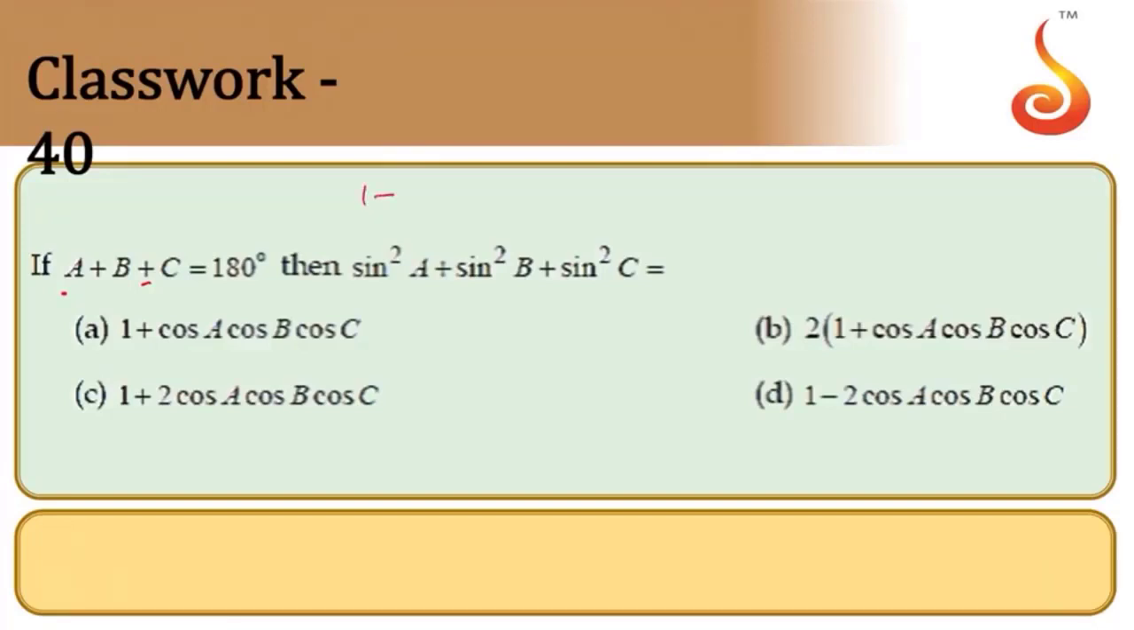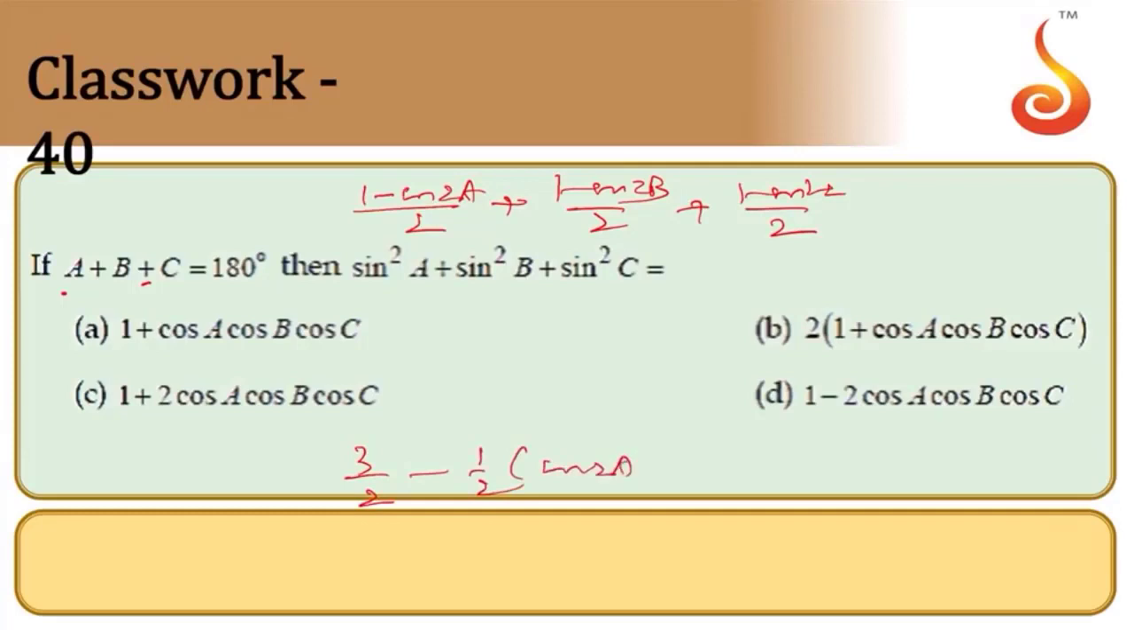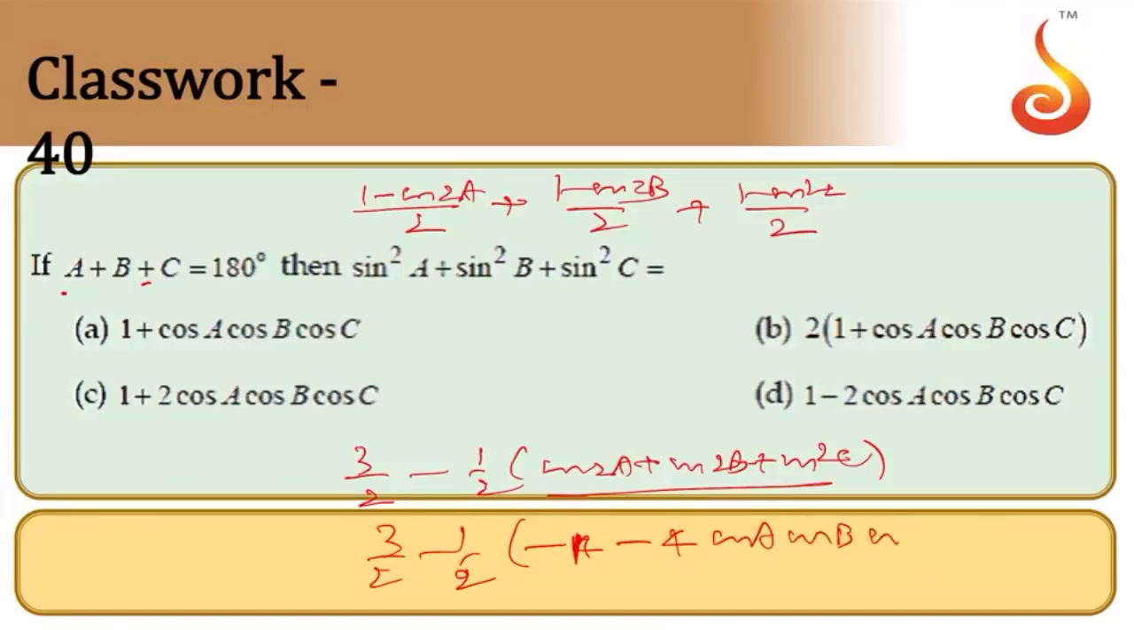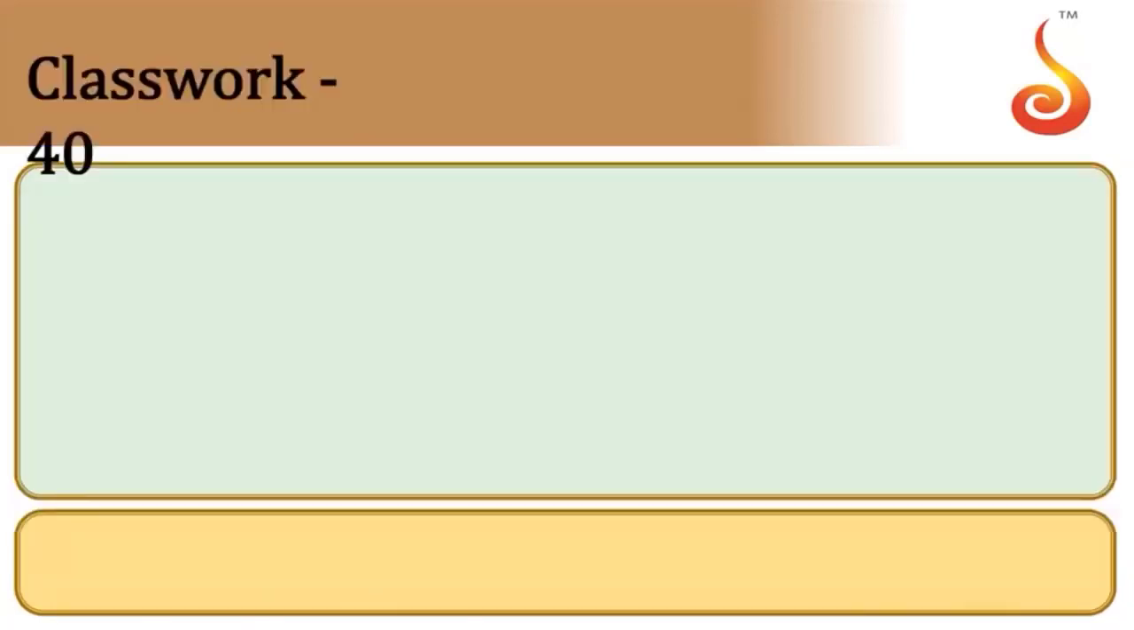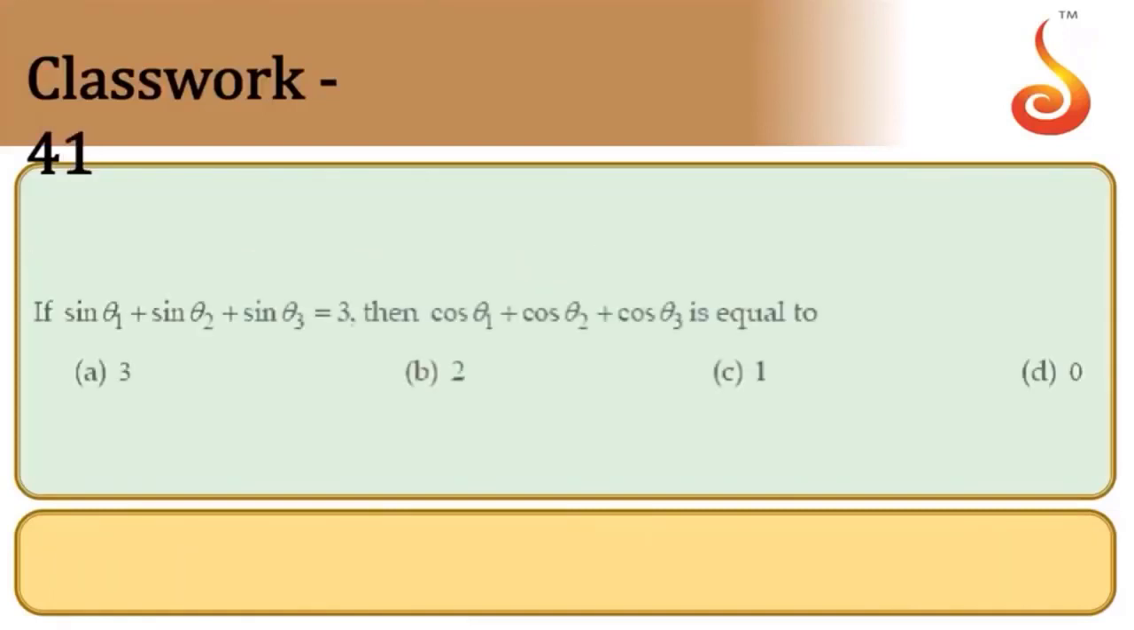Or else, you can use the concept of the formula. This is nothing but 1 minus cos 2A by 2, plus 1 minus cos 2B by 2, plus 1 minus cos 2C by 2. On simplifying, you will get 3 by 2 minus half times cos 2A plus cos 2B plus cos 2C. And this is a standard formula we need to remember. According to the formula, this is minus 1 minus 4 cos A cos B cos C. On simplification, because of minus minus half, you will get 2 times cos A cos B cos C. Get it? 2 times cos A cos B cos C.